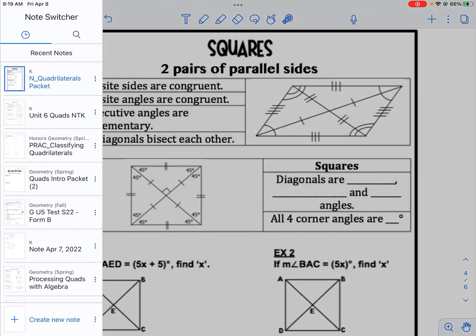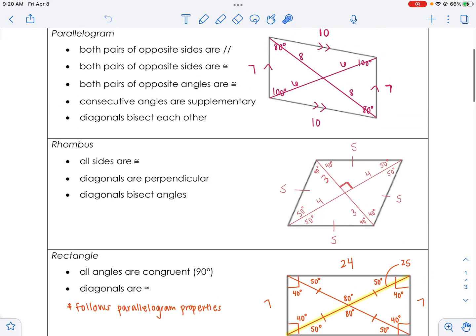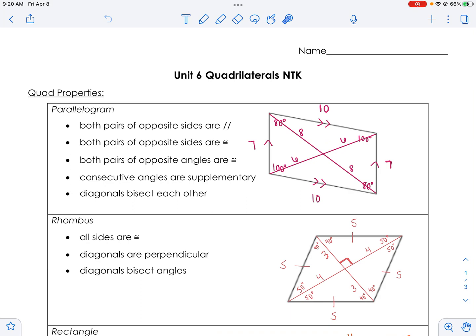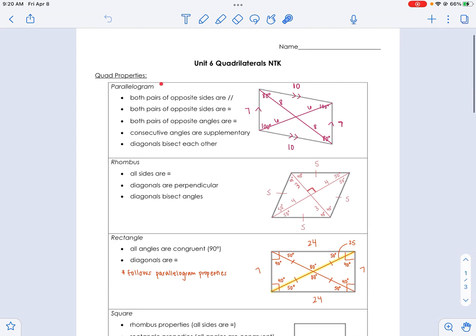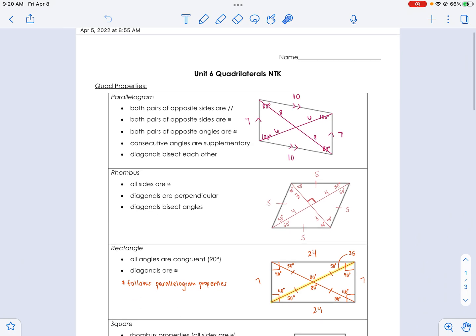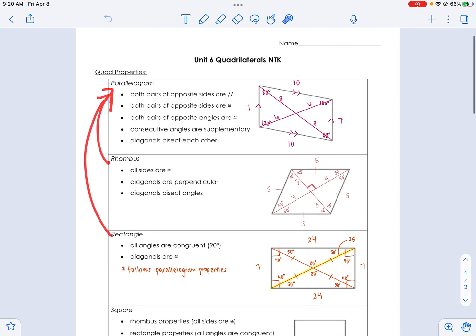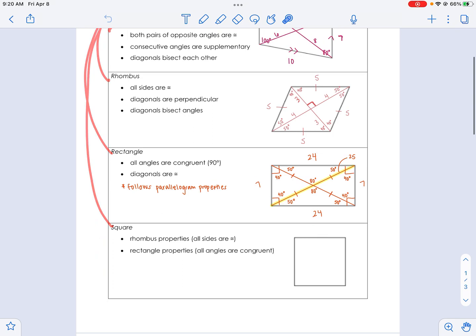So if I take a look at quadrilaterals, a quadrilateral is really just any shape with four sides. And like that, that's a quadrilateral, it has four sides. But what we've been looking at are very specific quadrilaterals, such as a parallelogram, a rhombus, a rectangle, and now we're going to get into the square. Now, if a rhombus is a parallelogram and a rectangle is a parallelogram, then a square is also a parallelogram, because a square is going to pull the rhombus properties and the rectangle properties.